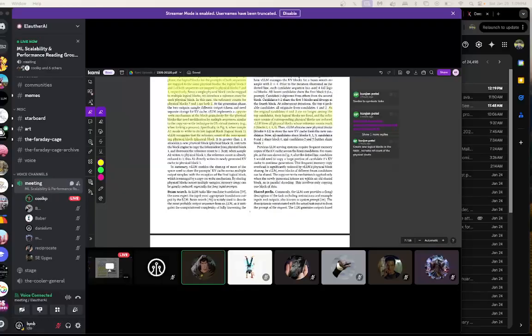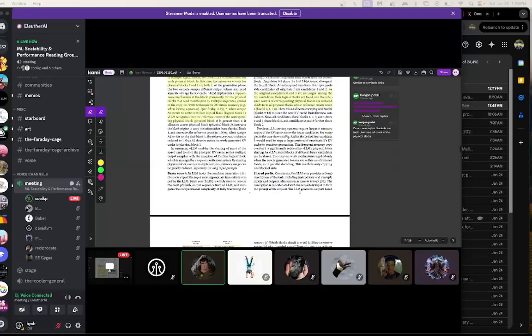The copy on write mechanism is applied only when the newly generated tokens are within an old shared block in parallel decoding. So blocks are being shared between different beams, and when there is a fork, a copy on write happens where new physical blocks are allocated to a beam, and the reference count is reduced for that physical block.